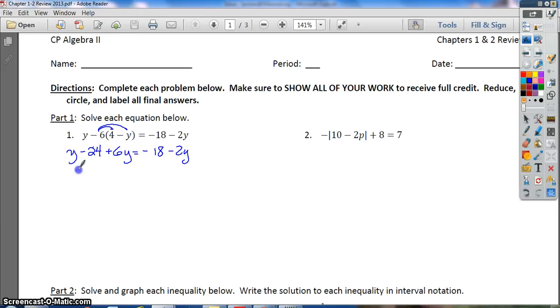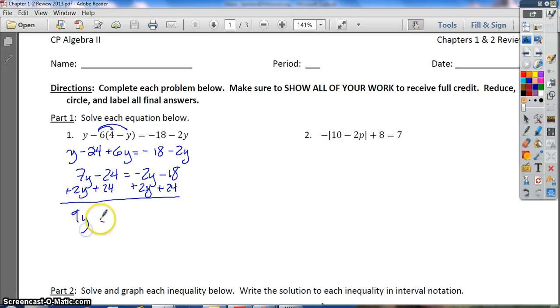I'm going to combine like terms. I'm going to get 7y minus 24 equals negative 2y minus 18. Don't be upset that I switched that over. I'm going to add this 2y over. Then I'm going to add 24 over. Okay, so this is 9y equals 6. So y is going to be 6 over 9, or basically 2/3. That's the best answer.